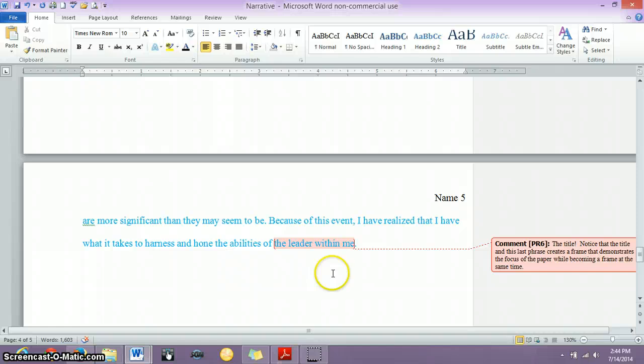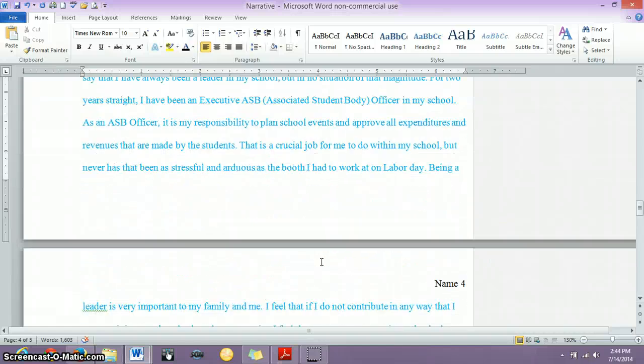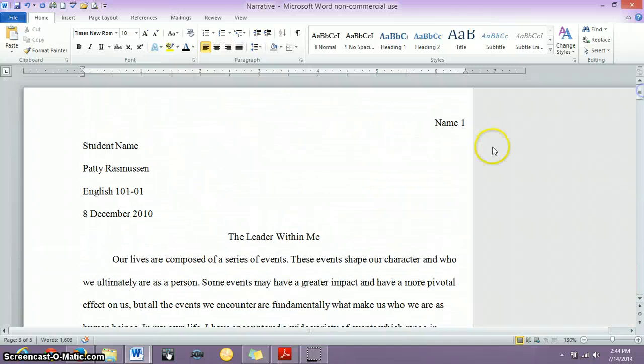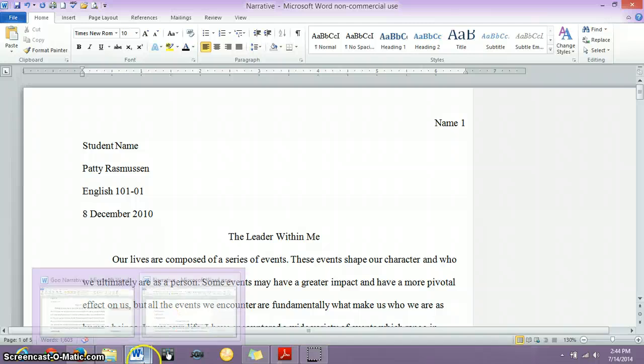Also, another thing I wanted to point out is the title of this essay was The Leader Within Me, and then if you notice, the very last phrase of his paper is the leader within me. That's cool because it begins and ends the same way. It creates a frame, but it also demonstrates how well focused this essay is. So it's a really good one, just in terms of, again, being a standard college level essay with all the writing elements that you've covered so far.